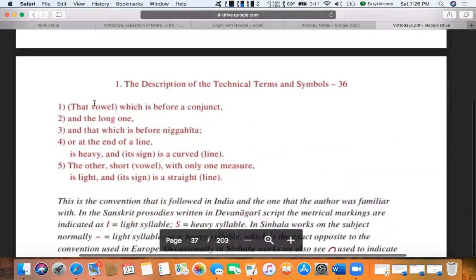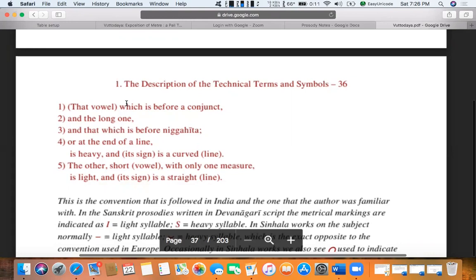Sangyogadi. The meaning of sangyogadi is that vowel which is before a conjunct. When a vowel, short vowel or long vowel, is before a conjunct, conjunct meaning joined consonants. A vowel is there, and after that vowel there are two or three joined consonants. Then the first vowel is regarded as a heavy syllable. Let's see something like buddho.